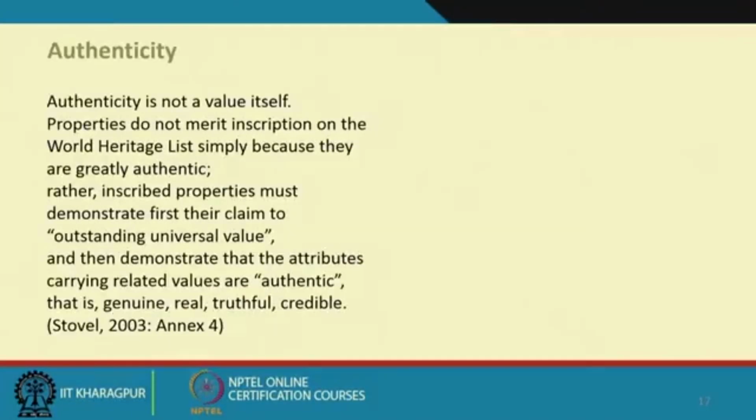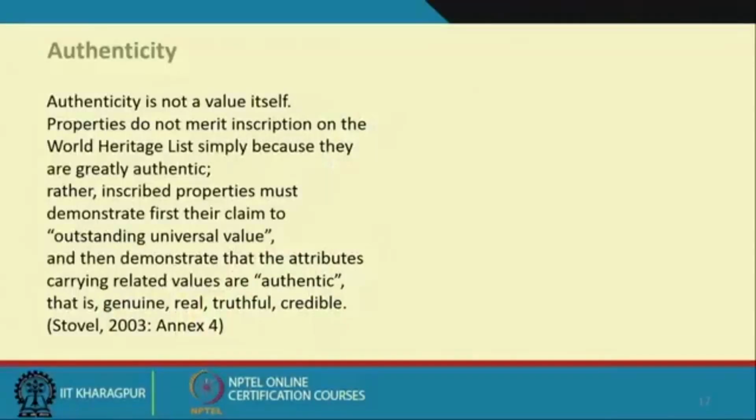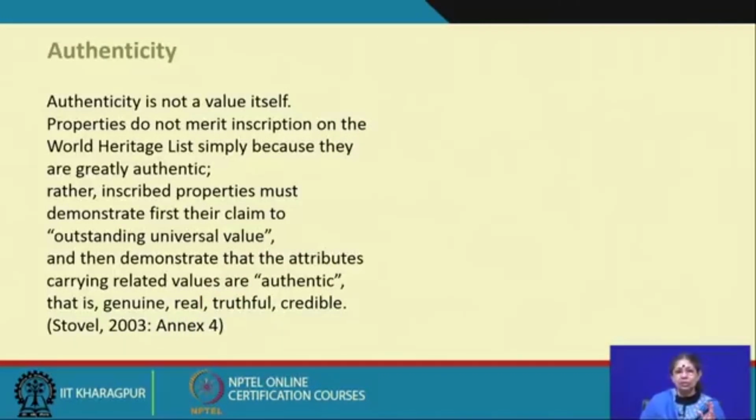But we must also understand that authenticity is not a value. We are not declaring a site a World Heritage Site or a heritage resource because of authenticity. We are ascribing it for its value. So, authenticity is not a value. Properties do not merit inscription on the World Heritage List simply because they are greatly authentic. I mean, just being very authentic does not mean it can qualify to be described as a World Heritage Site. So, the values are important. It is a requirement.